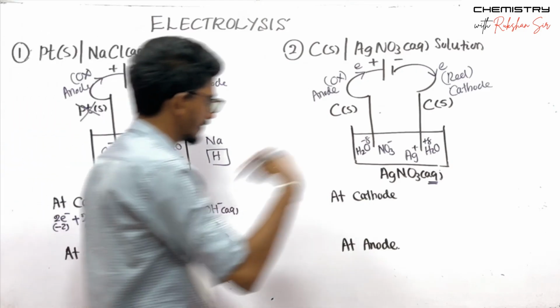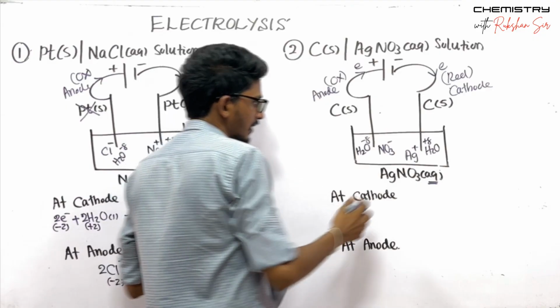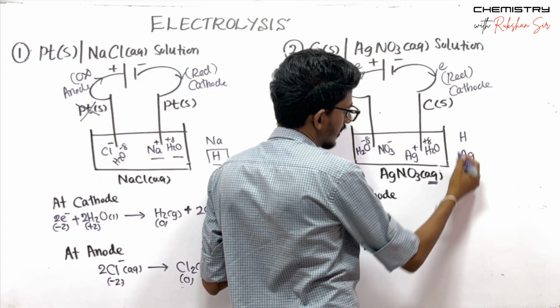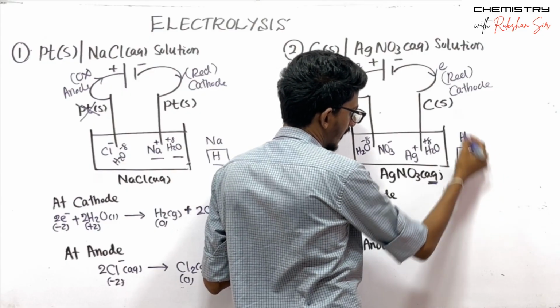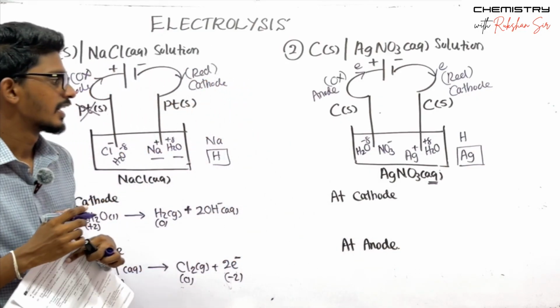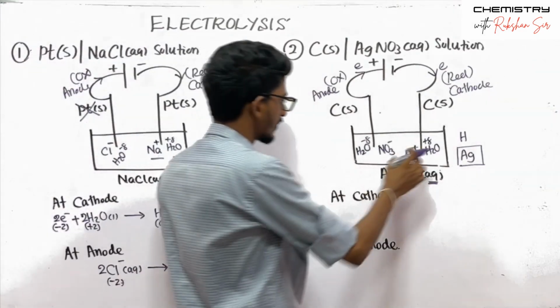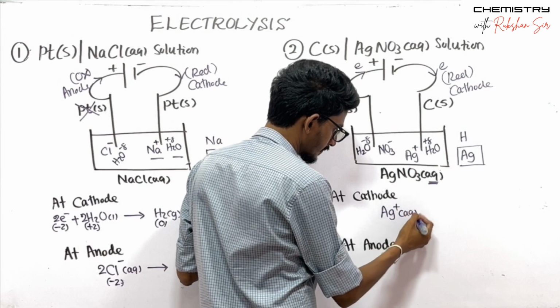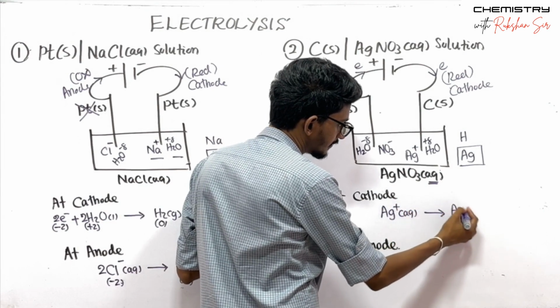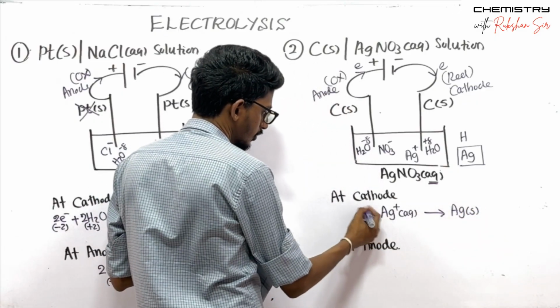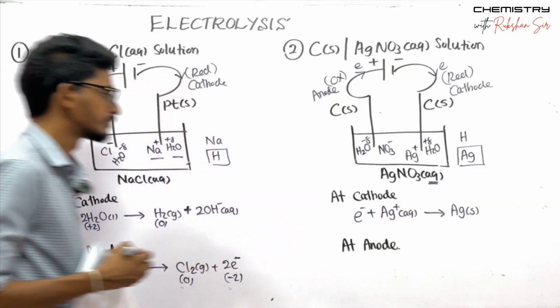First, the cathodic reaction. Out of the two species, hydrogen and silver, silver is situated below hydrogen in the activity series. So silver is more keen to get reduced at the cathode. Silver is the one to participate here. Silver plus will get reduced to silver. So 1 electron is needed here to balance the oxidation states.